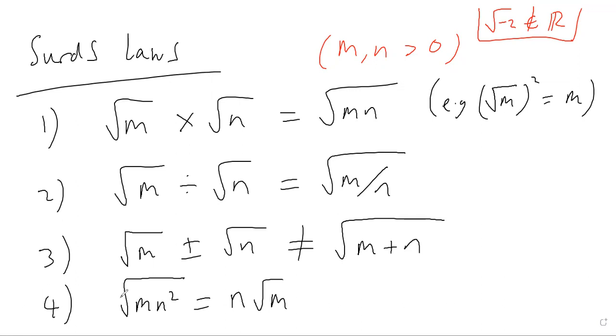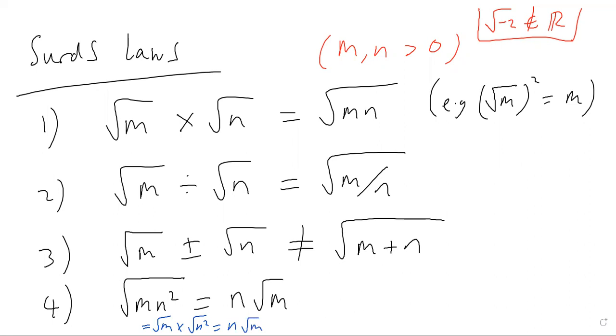And then this last law down here: the square root of m n squared is the same as n times the square root of m. And that's just an application of this law up here. So we know that the square root of m n squared is just the square root of m times the square root of n squared. But the square root of n squared is just n. So this is just n times the square root of m.